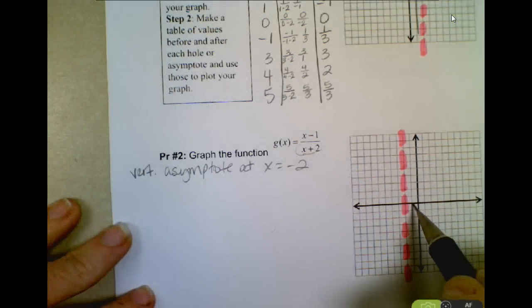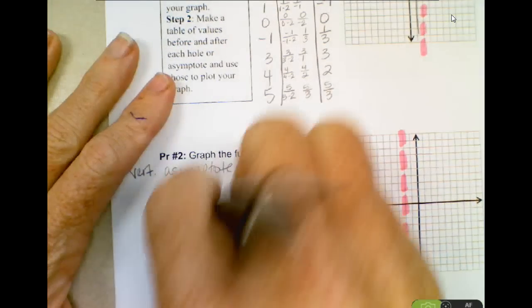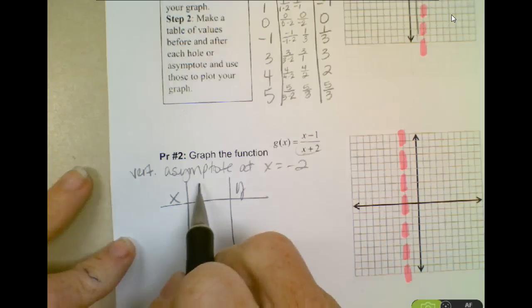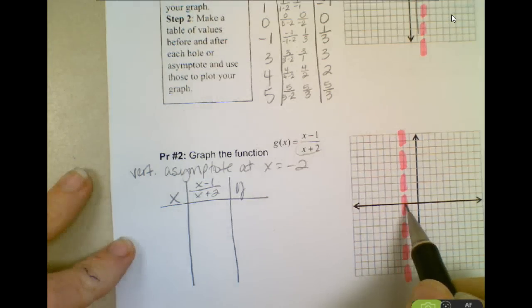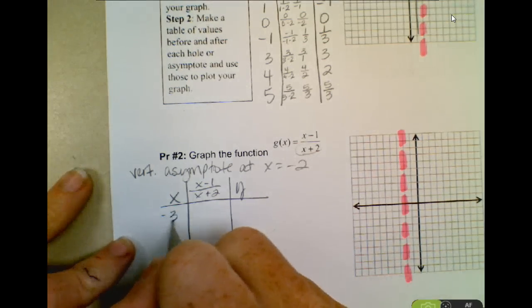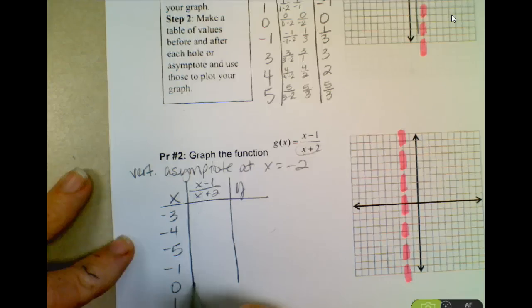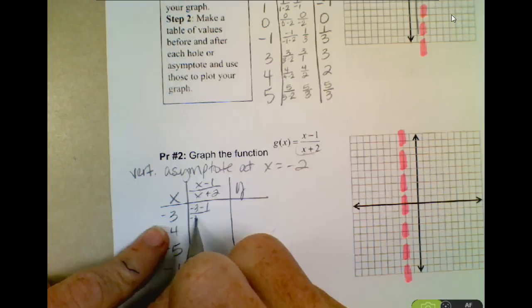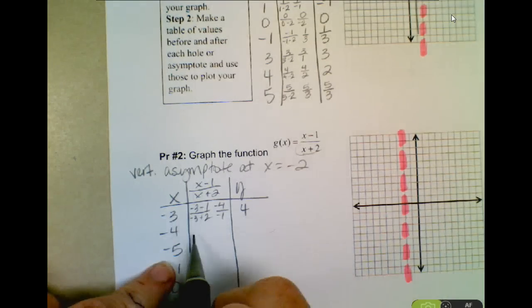Now I'm going to use 3 points to the left and right. I'm going to give myself room to work out my math again. So x minus 1 over x plus 2, and we're at negative 2, so I'll use negative 3, negative 4, negative 5, and negative 1, 0, and 1. I'm going to go in one by one. Negative 3 minus 1 over negative 3 plus 2 gives me negative 4 over negative 1, so that gives me an answer of 4. You're just going to continue on with all of these like that.